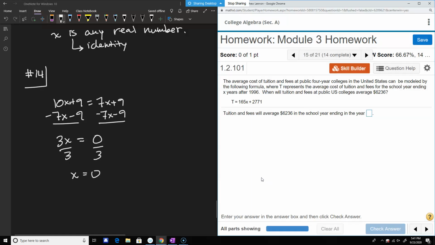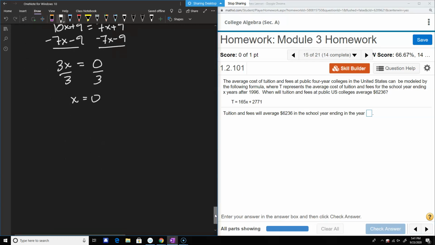Okay, this is a word problem type linear equation. So you just have to get the variables right to plug things in. There's nothing too complicated about it. So you have this tuition equals 165 times x plus 2,771. And you want to look back in the problem to see what x means.